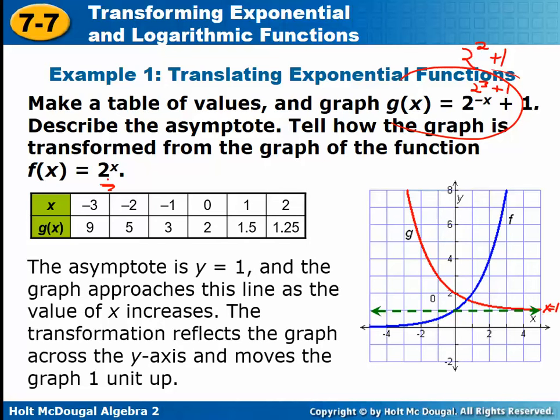The original function, 2 to the x, the parent function, has an asymptote of x equals 0. So we can see that it has moved up 1. The asymptote is now moved up 1, and it's also reflected across the y-axis just like we thought it should be.